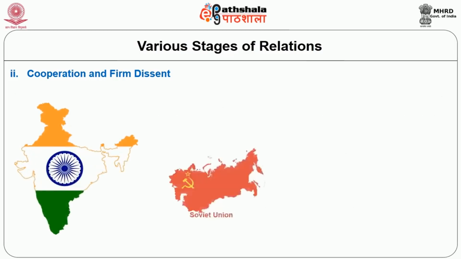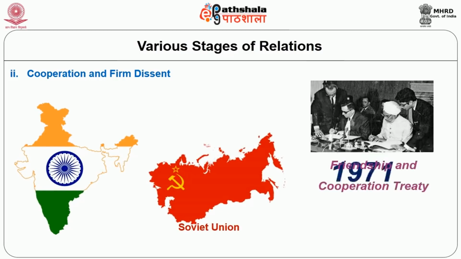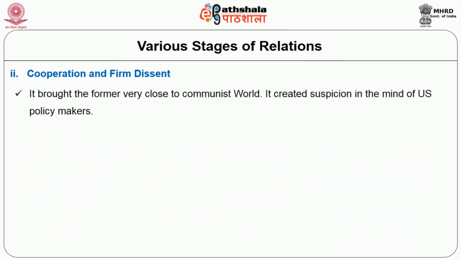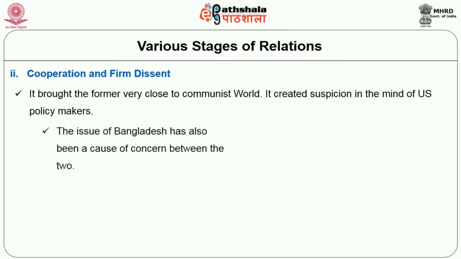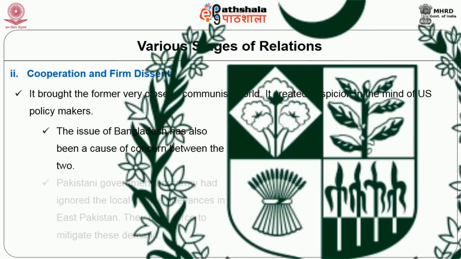India and the USSR had signed the historic Friendship and Cooperation Treaty in 1971. It brought the former very close to the communist world. It created suspicion in the minds of US policymakers. The issue of Bangladesh has also been a cause of concern between the two.